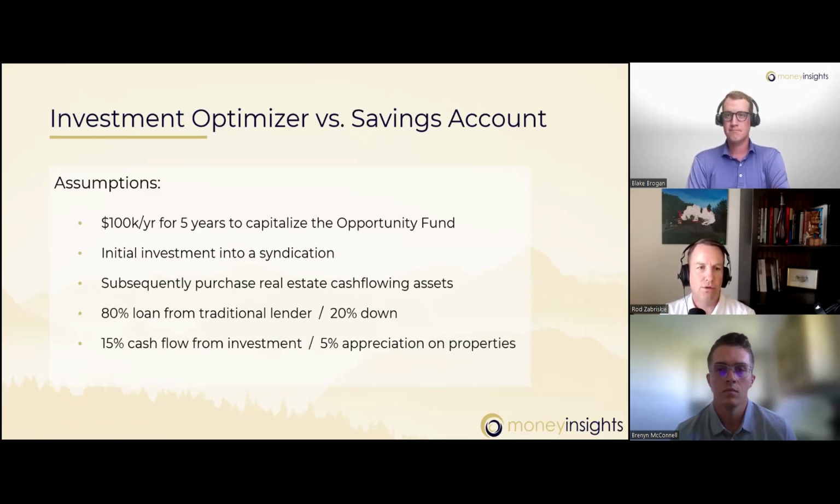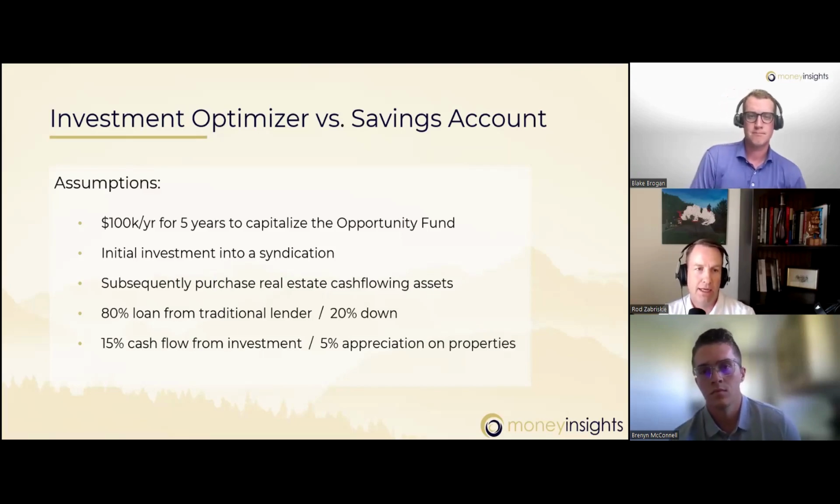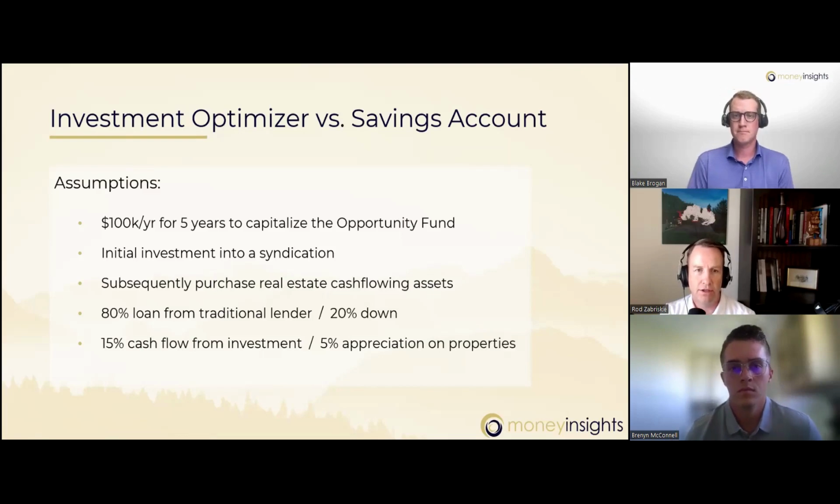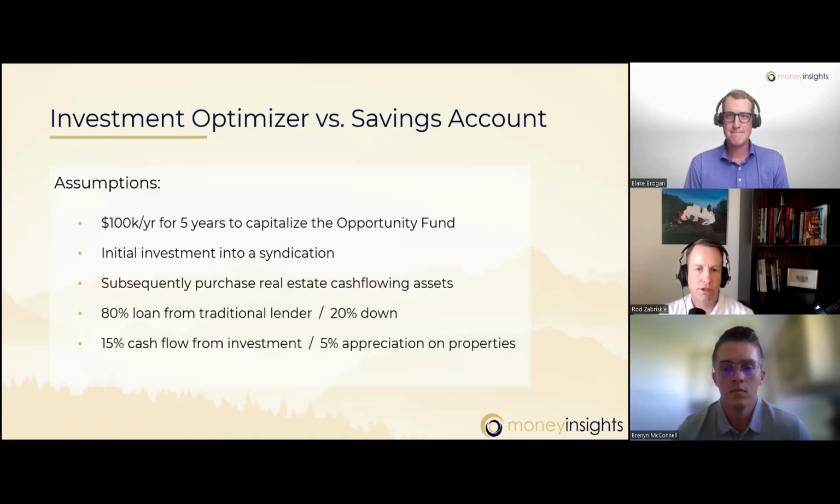And when we do so, we're going to have the 20% down be what's coming from that opportunity fund, and then get an 80% loan from a traditional lender for the rest of it. And our assumption on this is a 15% net cash flow from the investment, with a 5% appreciation on the properties.